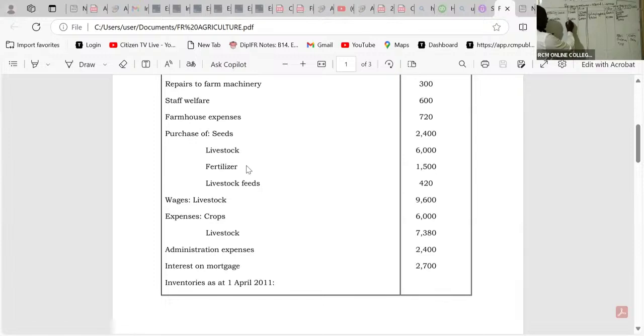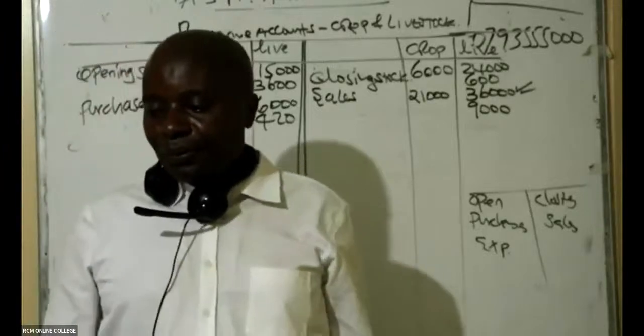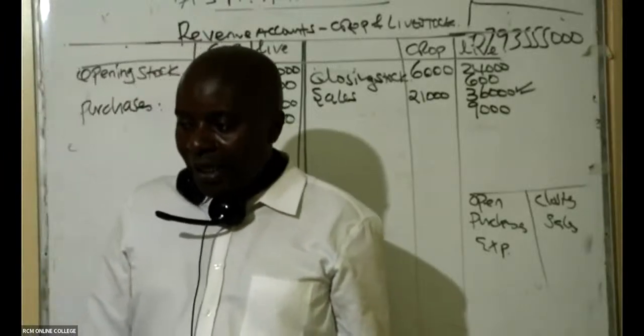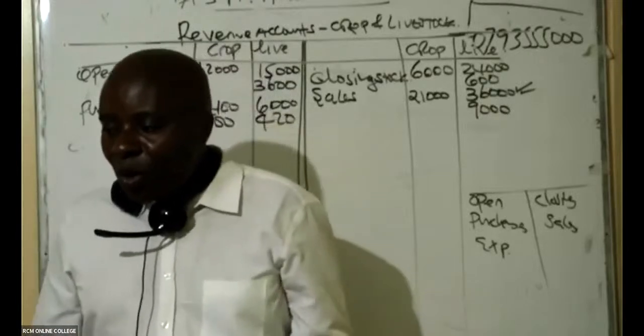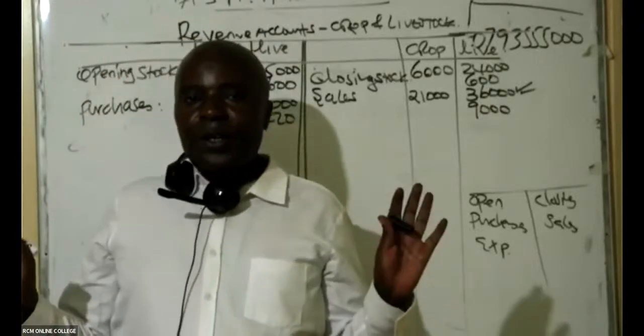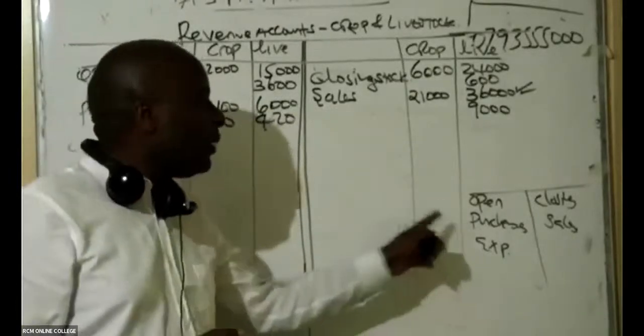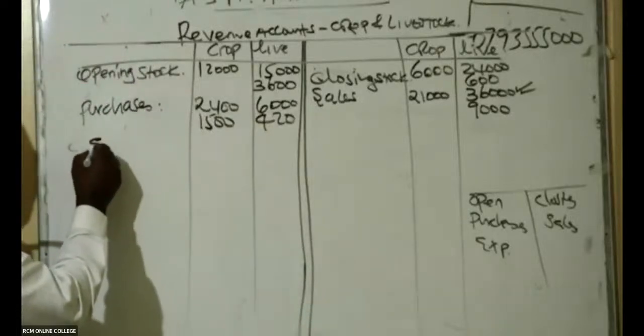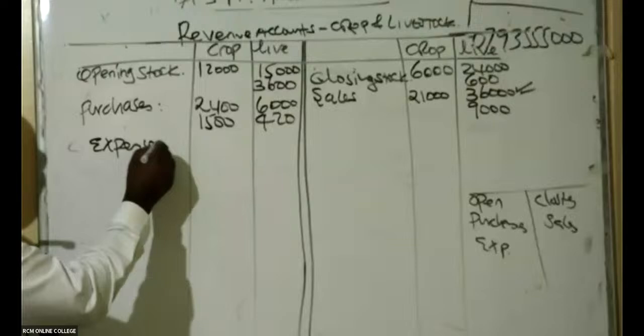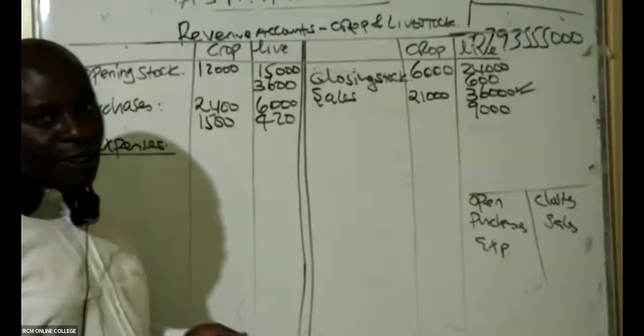We write that under purchases of crop, 1,500. And then of course you can see we purchased livestock feeds for 420. Ladies and gentlemen, now I've done what we call the obvious. So here I've earned some obvious marks. After doing this, we shall be able to come and detail all our expenses now.